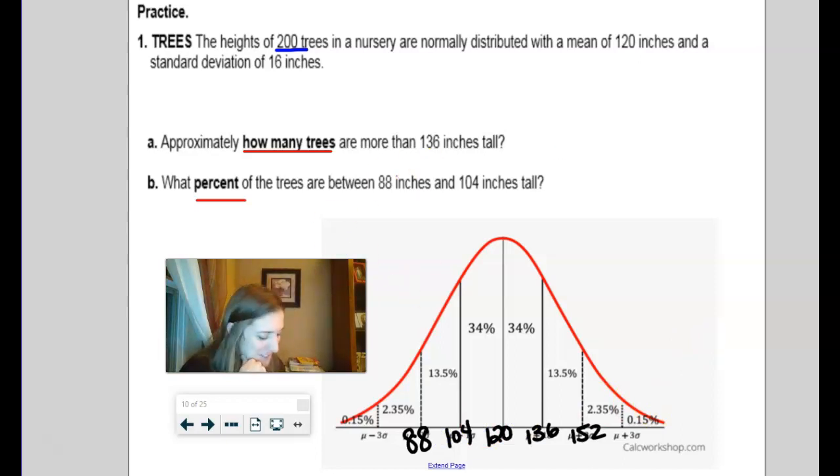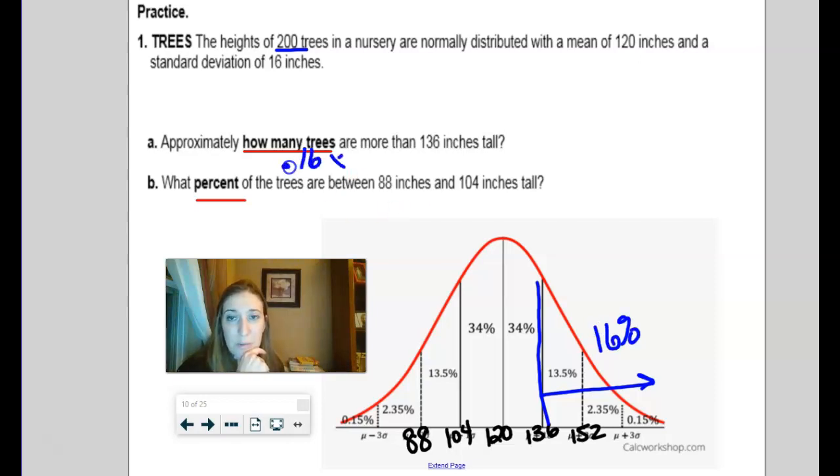All right, so the first question says, approximately how many trees are more than 136 inches tall? So here's 136, right? So more than that, you can just add up these three chunks, and it ends up being 16%. But remember, we don't want 16% as our answer. We want to know how many of our 200 trees. I should be able to multiply that. 32. Yeah, it is 32. Yay.